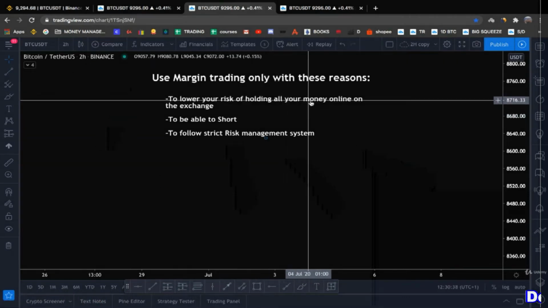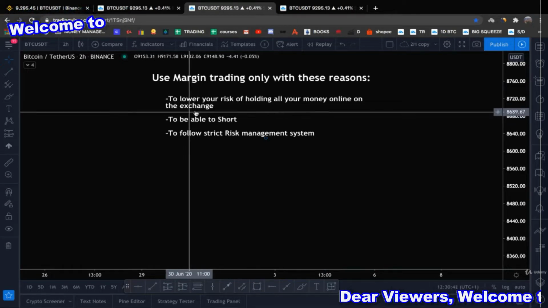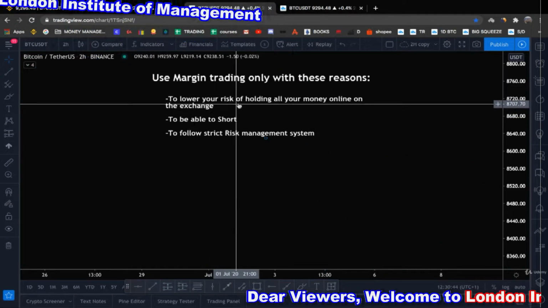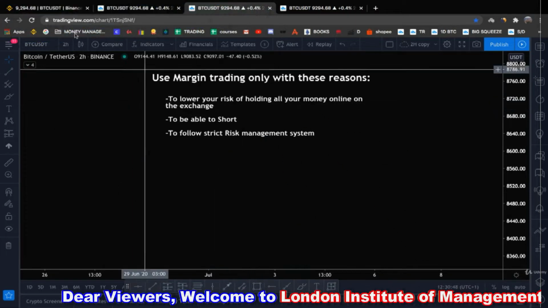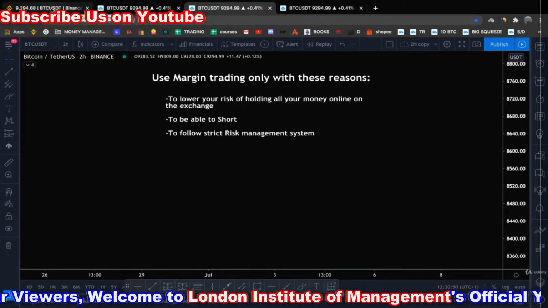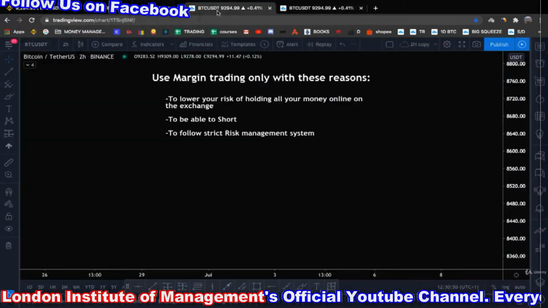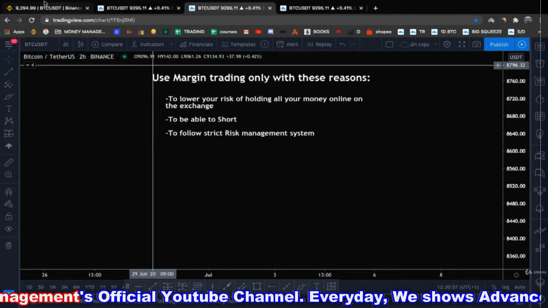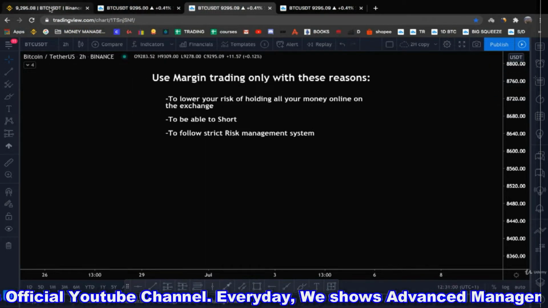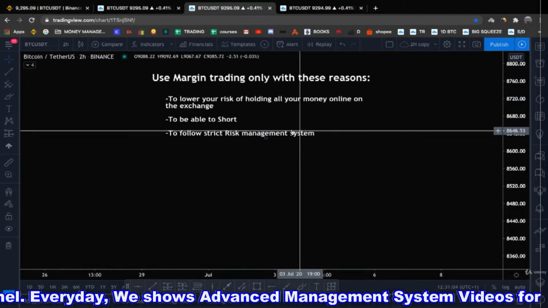Again, to lower your risk of holding all your money online on the exchange, just like I explained earlier, like the professionals. What they are doing, if you have a $10,000 trading account but you don't want to keep all the money on Binance because tomorrow your account might be hacked and you are afraid of this, you simply can put 2,000 on Binance and use margin trading to still trade just like you have a $10,000 account, right?